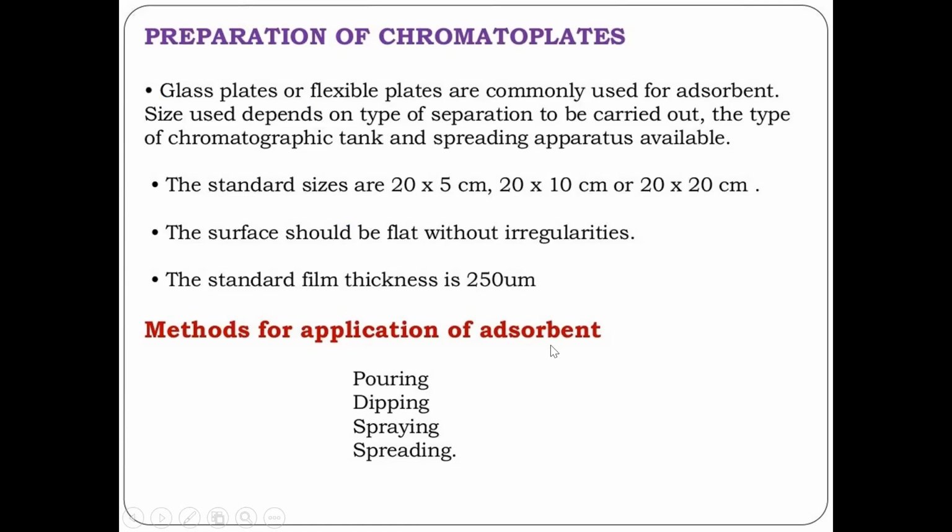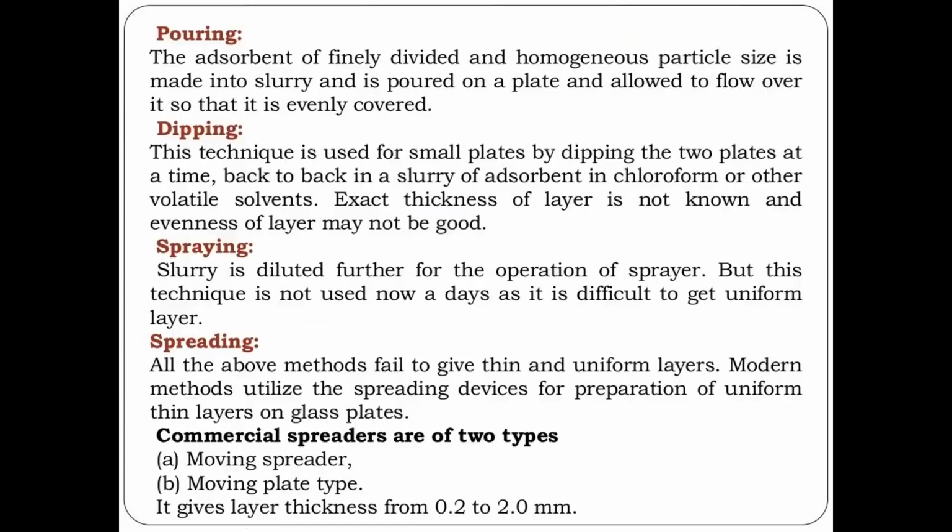The methods of application of the adsorbent are pouring, dipping, spraying, and spreading. These are the four techniques. In the pouring method, a measured amount of slurry is poured and the plate is tipped back and forth to spread it uniformly. The slurry is poured on the plate and allowed to flow over it so that it is evenly covered. In the dipping technique, small plates are dipped into the slurry and the layer is prepared.